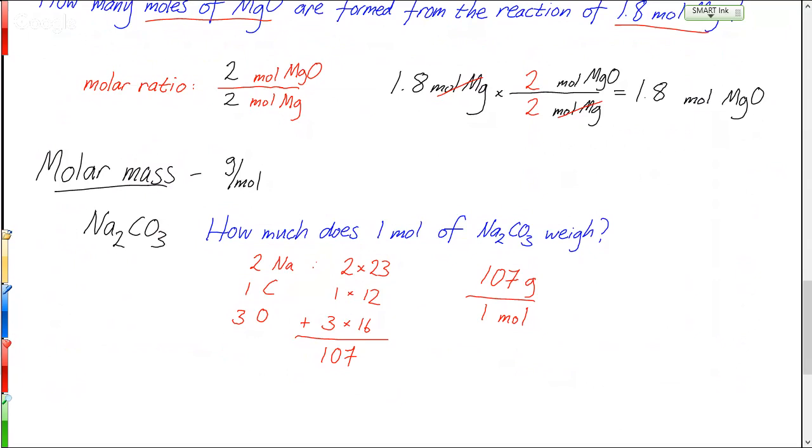Same kind of conversion factor, but this time we just have to add up all the individual components. Okay.